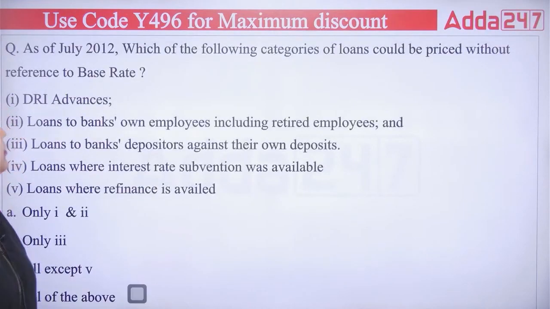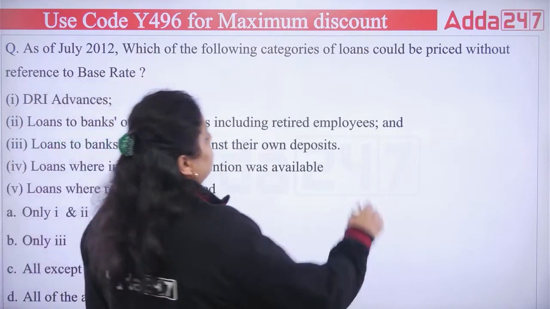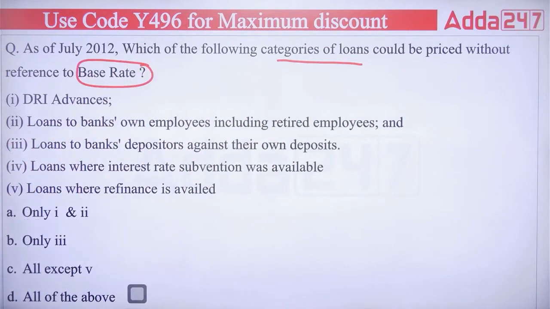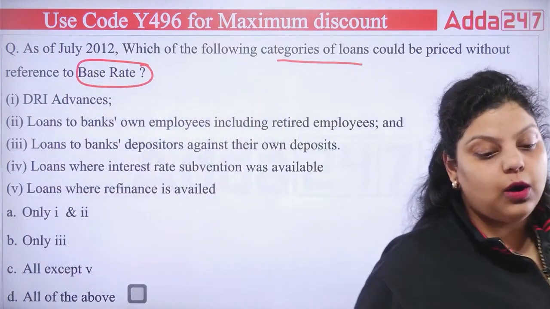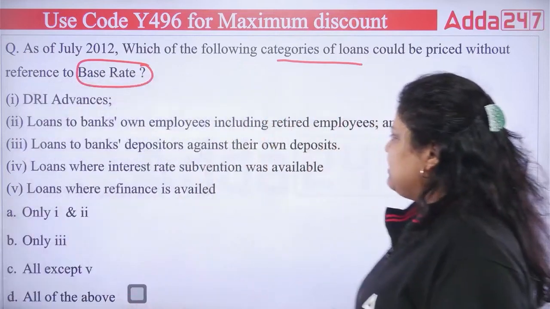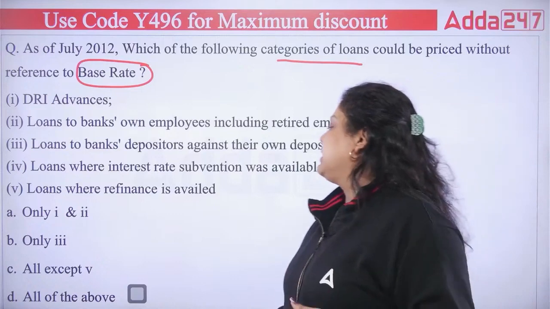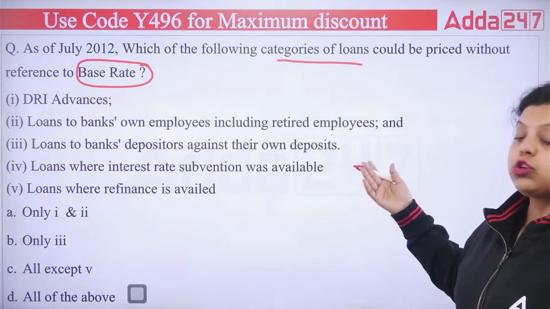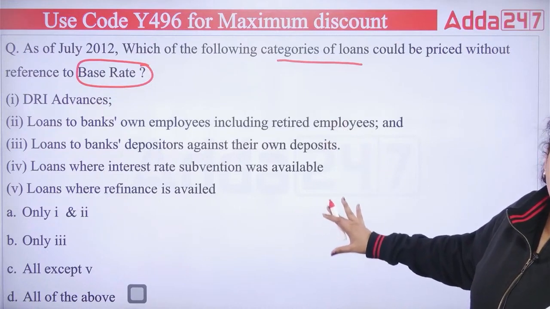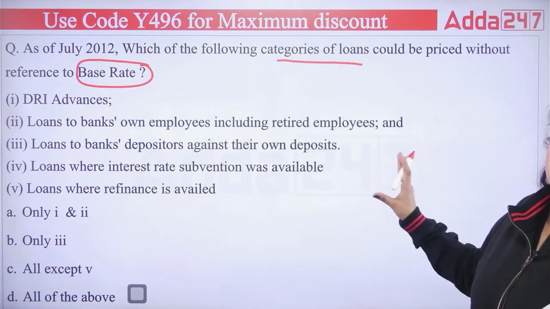Okay, next question: as of July 2012, which of the following categories of loan could be priced without reference to the base rate? First, DRI advances. Second, loans to banks' own employees including retired employees. Third, loans to banks' depositors against their own deposits. Fourth, loans where interest rate subvention was available, and loans where refinance is availed. Out of these categories, you have to answer which could be priced without reference to the base rate.